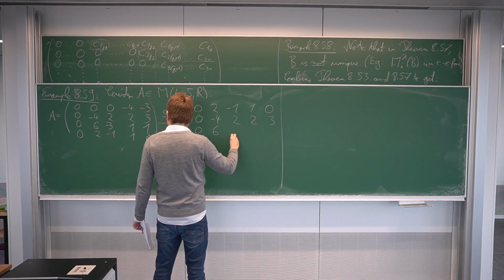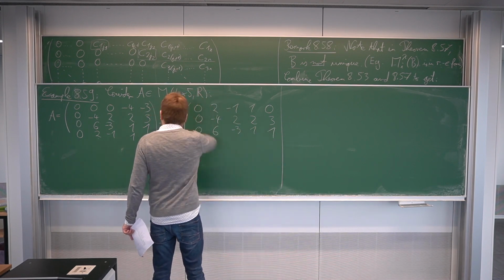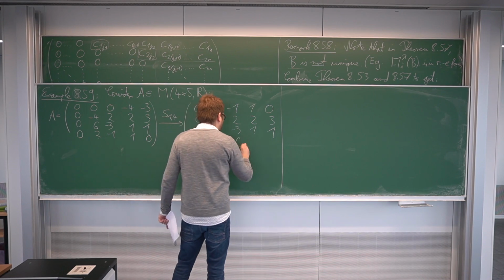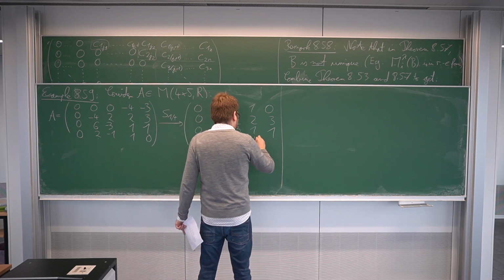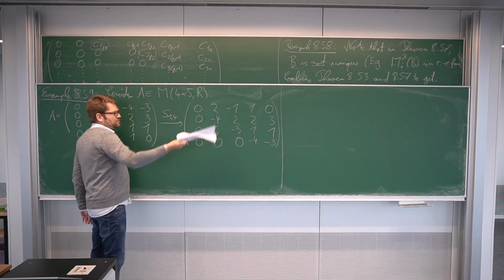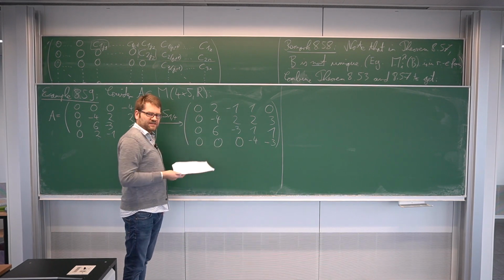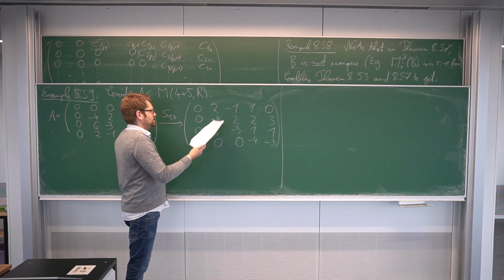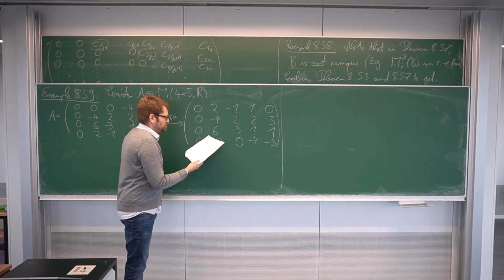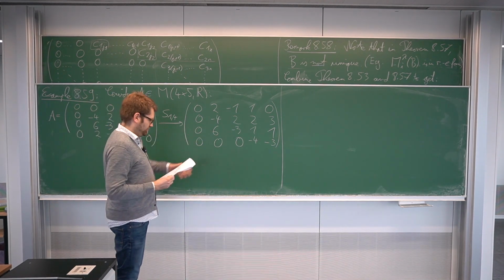0, 6, minus 3, 1, 1. And the final row, so we now swap places. So we have 0, 0, 0, minus 4, minus 3. Okay, so to make this number 2 here upstairs a pivot element, we have to kill everything that's below in there. So all non-zero terms, we have to add multiples of this row to this and to this to make these two guys vanish.